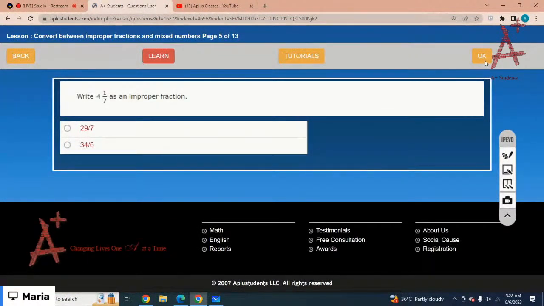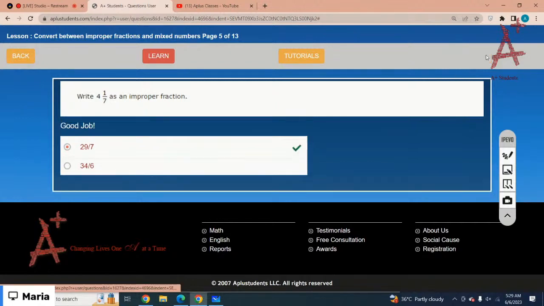Write 4 whole 1 by 7 as an improper fraction. So which is the correct option? You have to do 7 times 4. 7 times 4 is 28. You have to add 1. It would be 29 over 7. The correct option is 29 over 7.